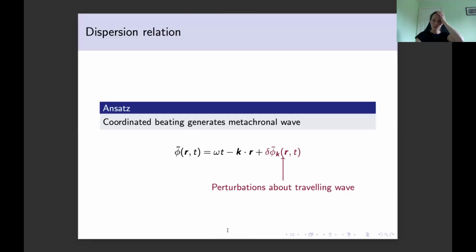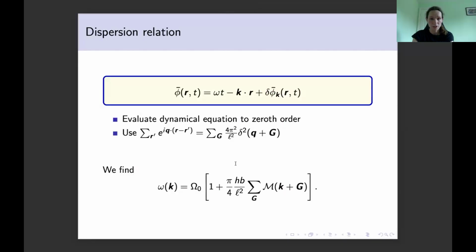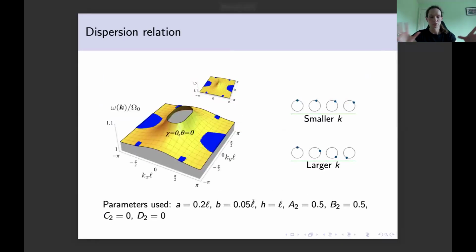To get to the dispersion relation, I say, okay, I want to look for a metachronal wave. A metachronal wave has this form: omega t minus k dot r. That's our metachronal wave. And let's put a perturbation in to see what happens there. For a dispersion relation, we just expand to 0th order in the perturbation, and we get this term here. The sum over G is the sum over reciprocal lattice space instead of the sum over real lattice space. But I'll show you some plots because it's easier to understand looking at plots than looking at some horrible looking sum over reciprocal lattice space.